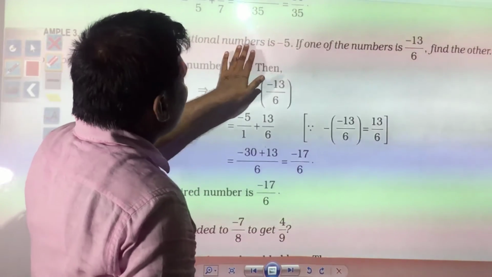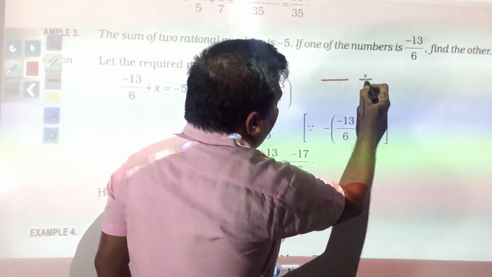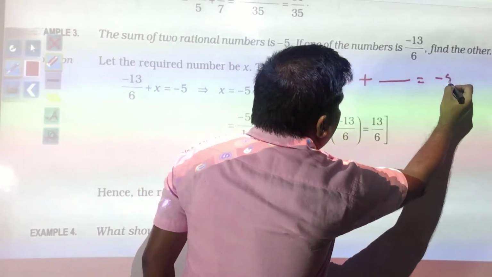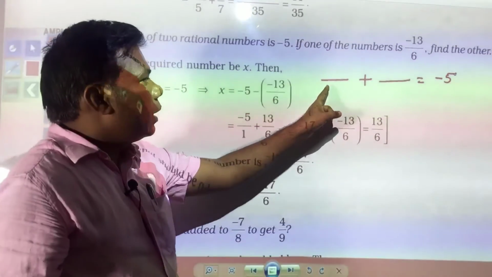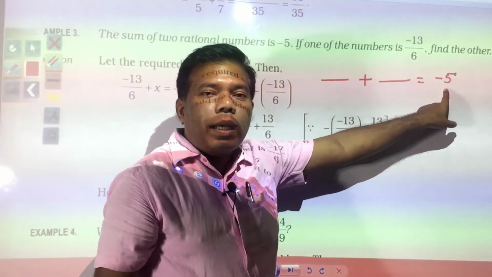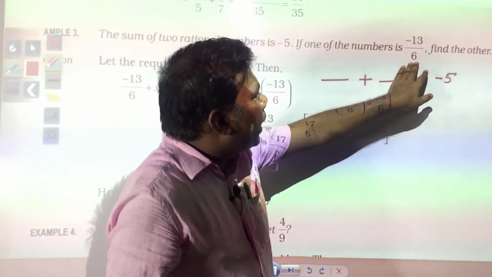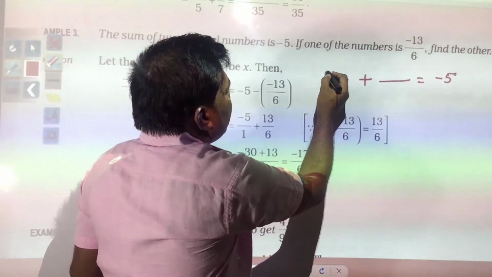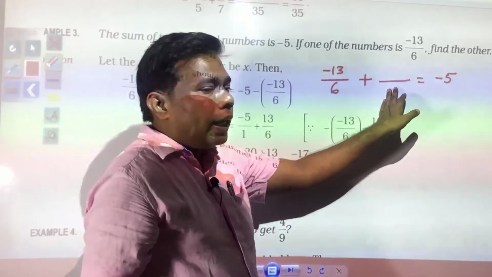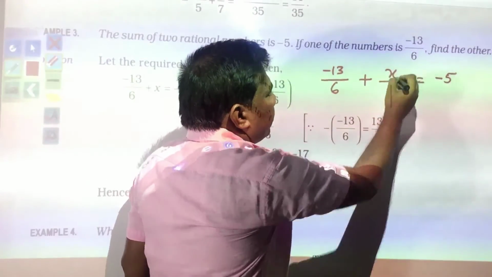The sum of two rational numbers is minus 5. Suppose two rational numbers are there, you are adding both the numbers and you are getting the sum minus 5. One number has been given, that is minus 13 by 6. The other number you need to find out. Suppose the other number is x.